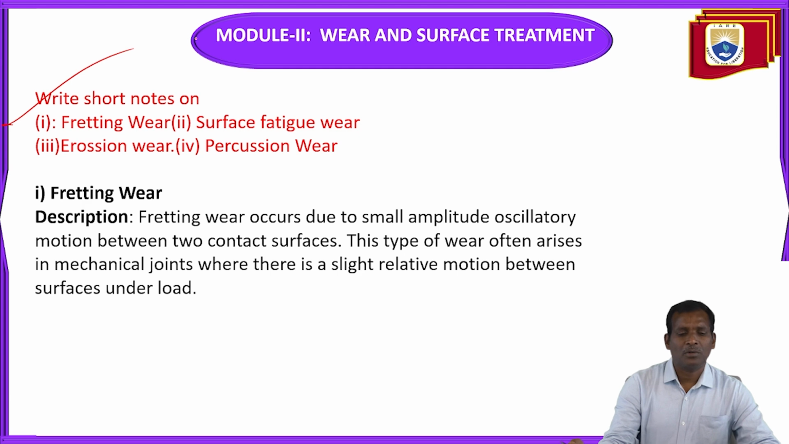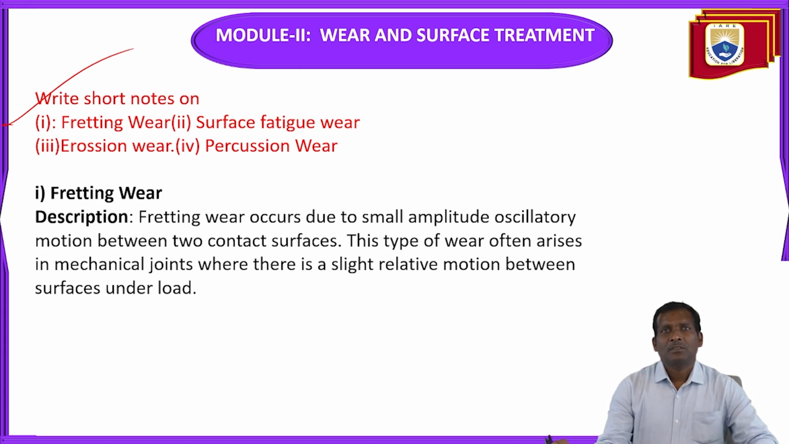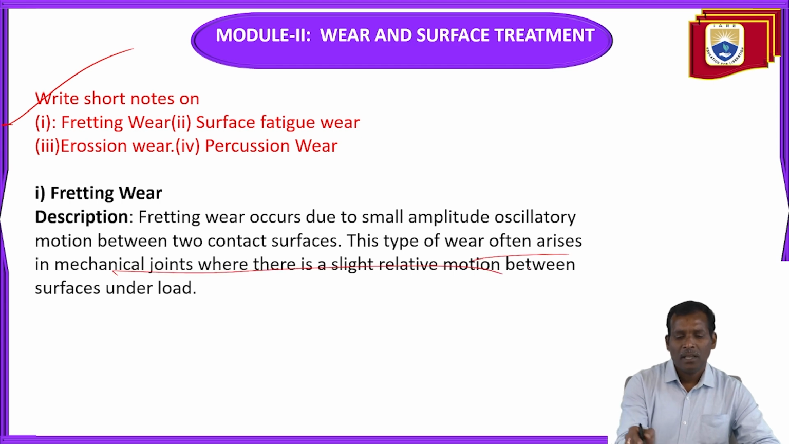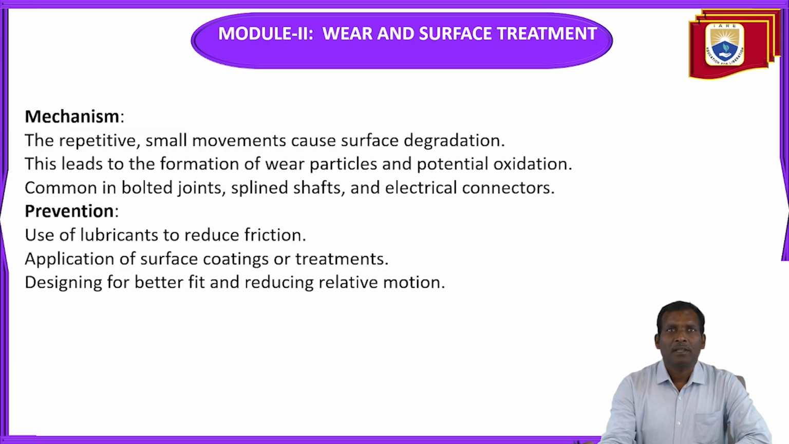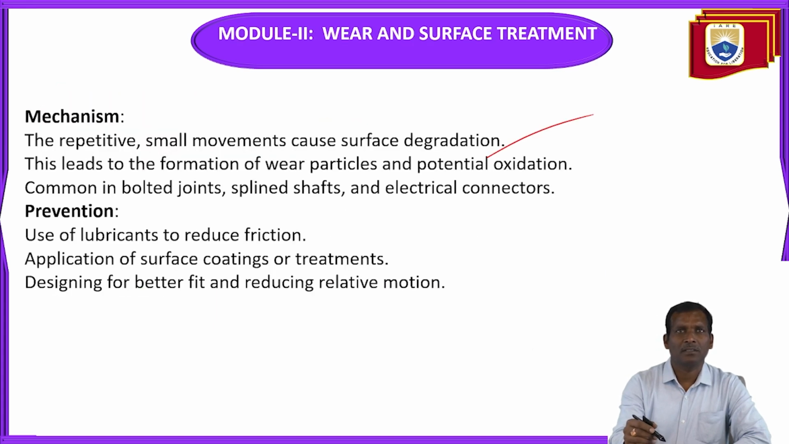Next type of question is: write short notes on fretting wear, surface fatigue wear, erosion wear, and percussion wear. First, fretting wear. Fretting wear occurs due to small amplitude oscillatory motions between two contact surfaces. This type of wear often arises in mechanical joints where there is slight relative motion between surfaces under load. The mechanism is that repetitive small movements cause surface degradation. This leads to the formation of wear particles and potential cracks initiation. This type of wear occurs in bolted joints, splined shafts, and electrical connectors.